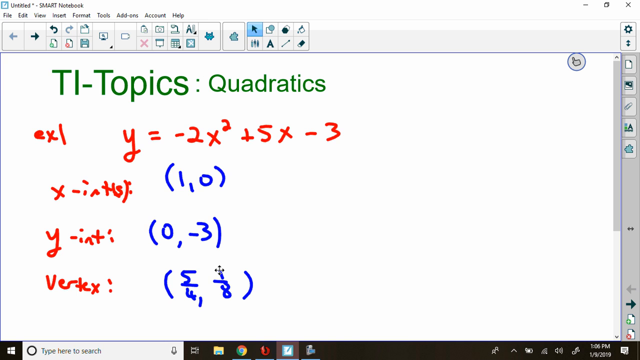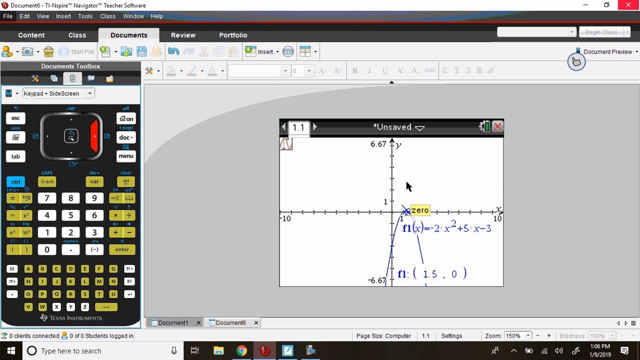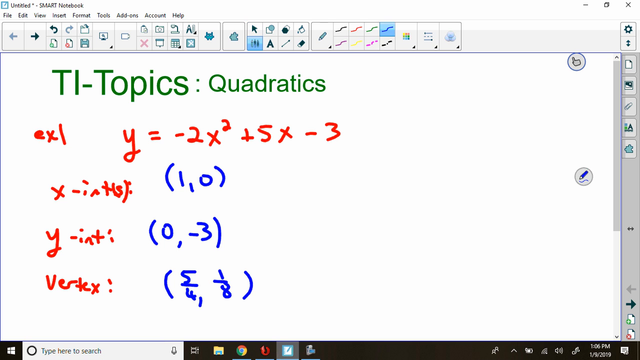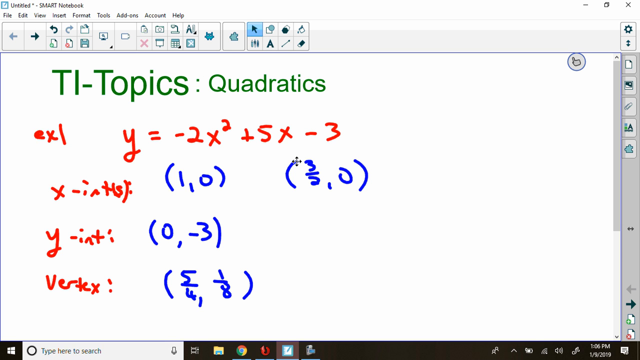And there's probably one more x-intercept if we continue to walk over there. There it is, 1.50. Now, I don't like decimals. 1.5 would be 3 halves. 3 halves, 0. What do you think? Piece of cake?